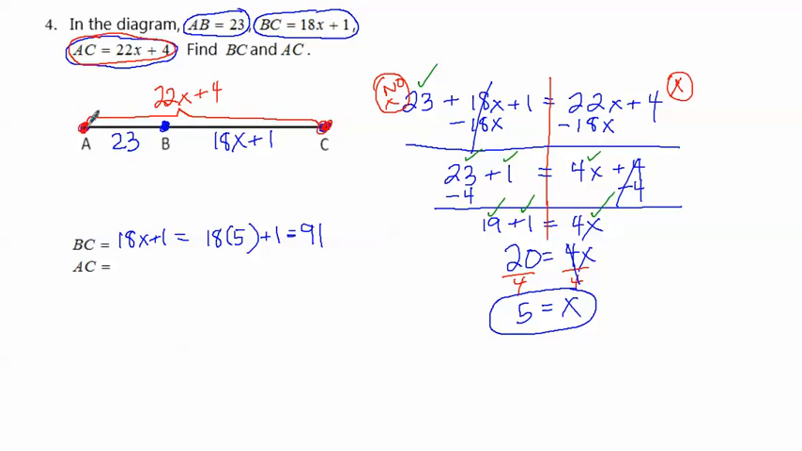And then I see what AC is. That is this big one in red. That is 22x plus 4. So that's 22 times that 5 plus 4, which will equal 114. And these are our answers. 91 units long, and the total is 114 units long.